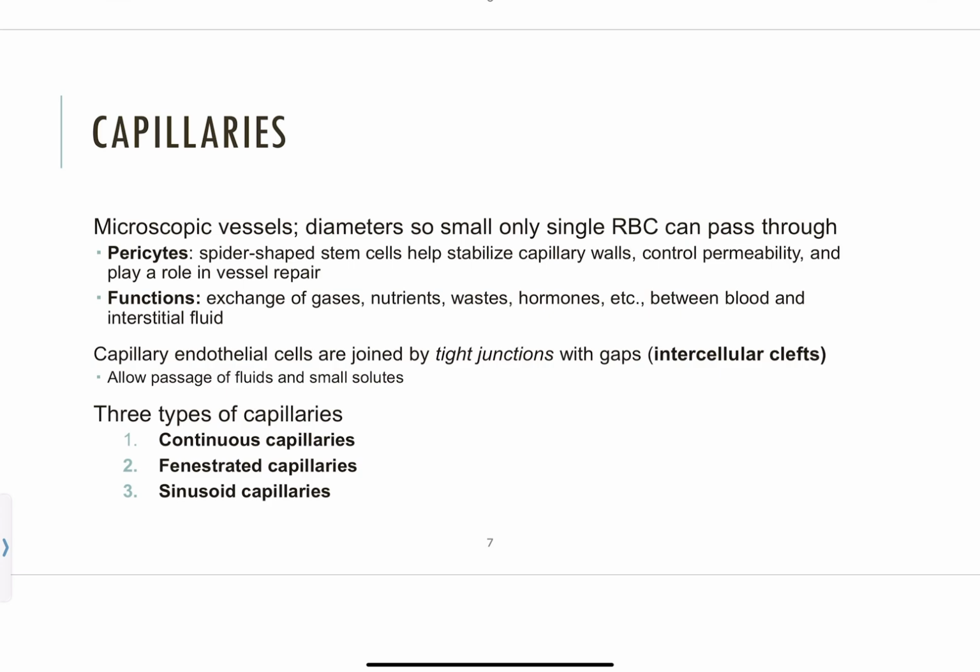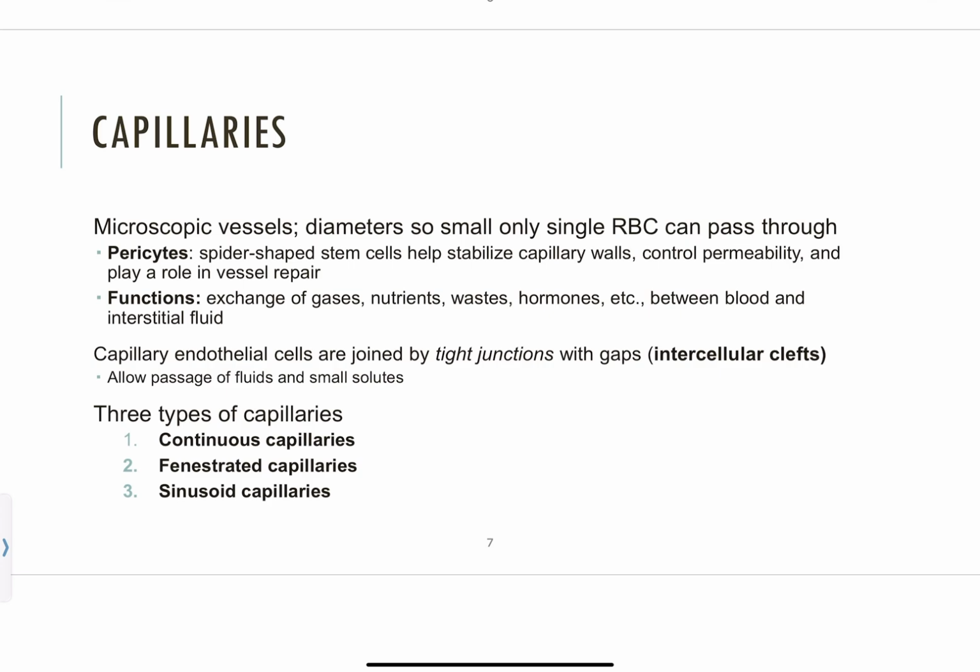An important and often overlooked component of capillaries is the presence of pericytes. These are spider-like contractile stem cells that wrap around the endothelial cells. The pericytes not only help stabilize the capillary walls, but they also regulate capillary permeability, meaning what can pass between the blood and the tissues themselves. They also play a huge role in vessel repair and regeneration. Emerging research even suggests that these cells may contribute to angiogenesis, the formation of new blood vessels, particularly in response to injury or ischemia, making them really important players in both health and disease.